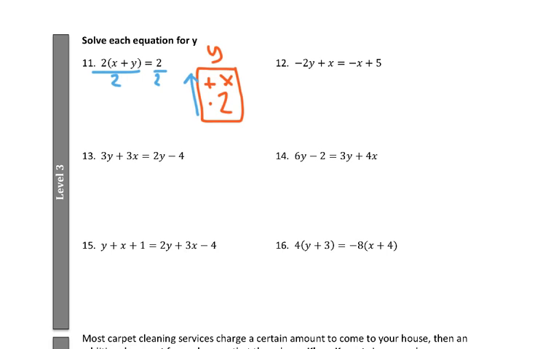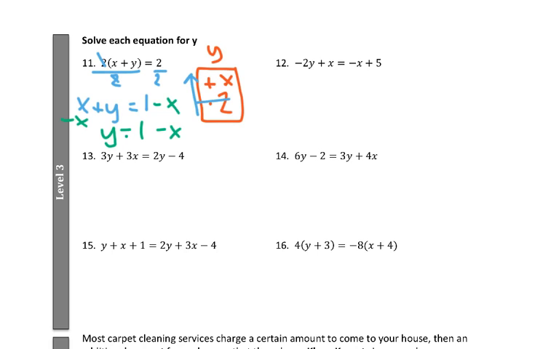Well, what's going to happen here is that this 2 and this 2 are going to kind of cancel out and leave us just with x plus y equals 1. And that takes care of that step. And then we go and subtract x from both sides, and we still get that same answer of y equals 1 minus x, or y equals 1 minus 1x. Okay, so those are just different things that we've got going on there.